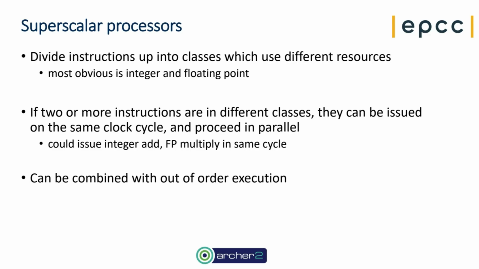So for superscalar processors, the basic idea is just to divide instructions up into classes which use different resources. Maybe integer and floating point would be the most obvious ones. And then if two or more instructions are in different classes, they can be issued on the same clock cycle and proceed in parallel. So for example, an integer add and a floating point multiply could be issued on the same cycle. And as I said, this process can be combined with out of order execution to do full parallel and out of order instruction scheduling.